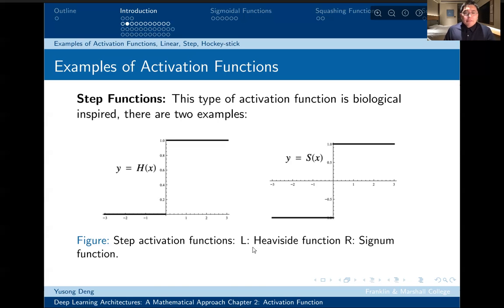So the left side function is called the Heaviside function, and the right side is called signum. But later we will give them other names, because these names are a little hard for me to remember. So let's see what exactly their expressions are.